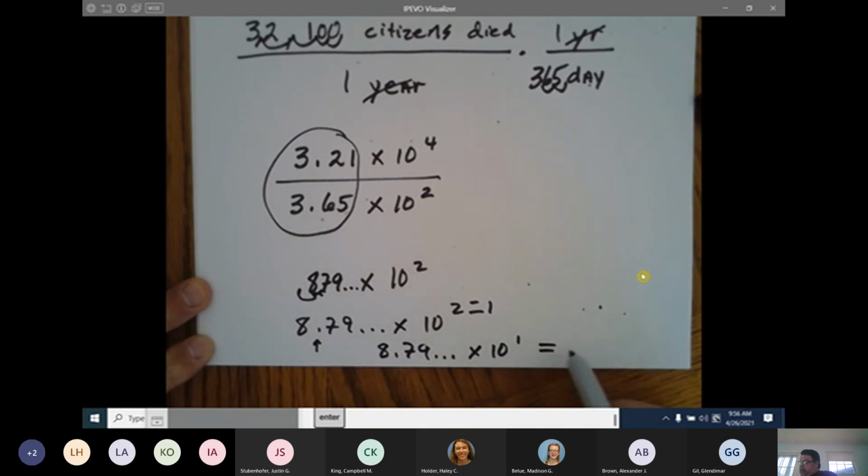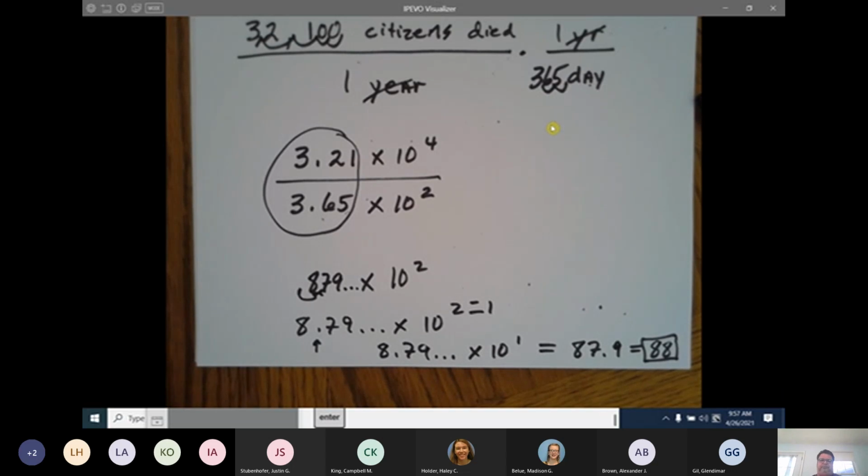So that means 87.9, which means 88 people per day die by car. Not by the person driving the car, but by the car. What's good for the goose is good for the gander. Y'all ever see that question? I don't know if y'all saw it or not, but it might be in the 120 class. Yeah, it is. It's in the 120 class.